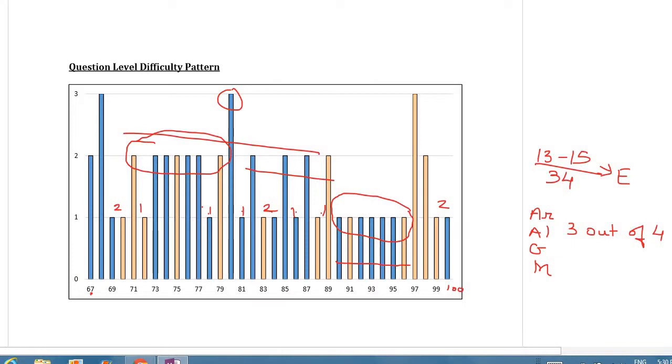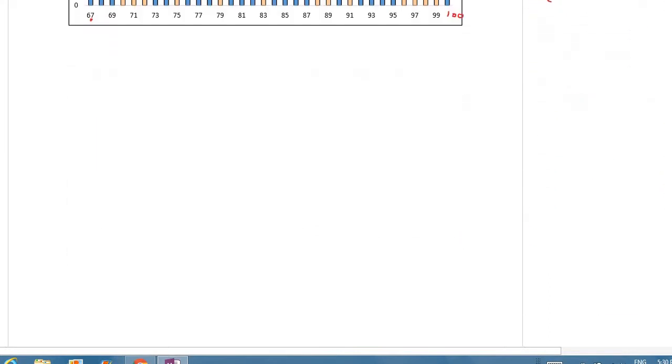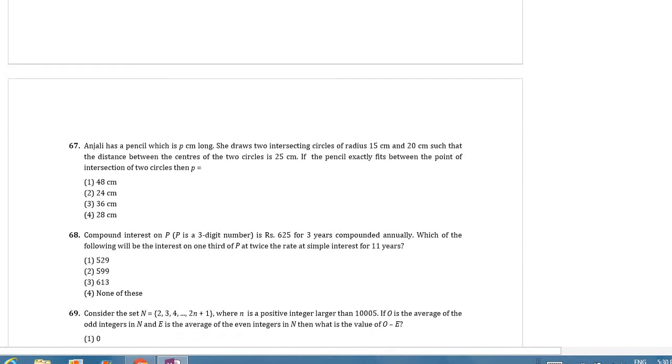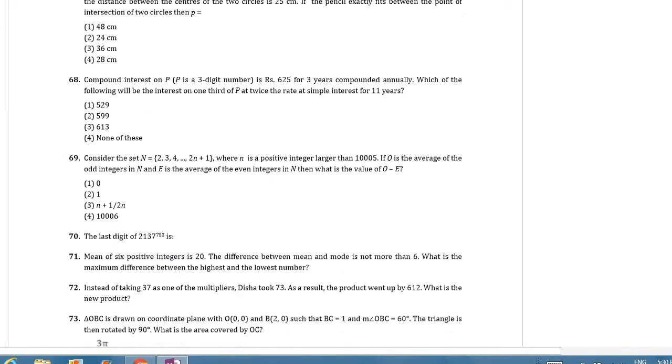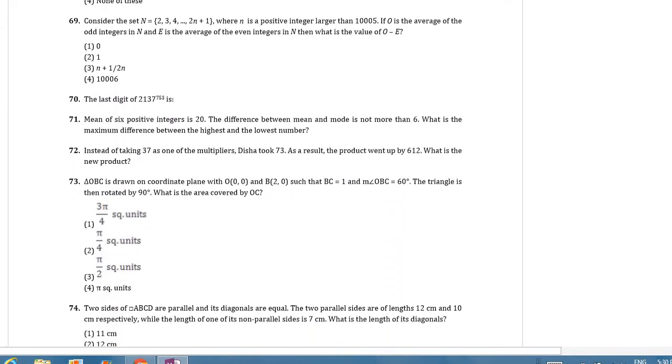Having said this, let's now have a look at a few questions and see how they could have been done faster, either using shortcuts or through the knowledge of special concepts. Now, for instance, let's look at question 69.